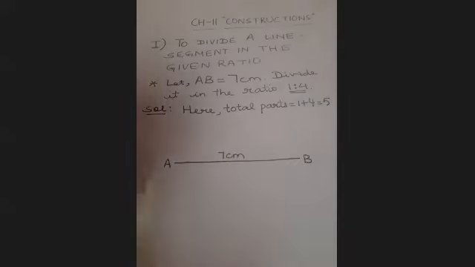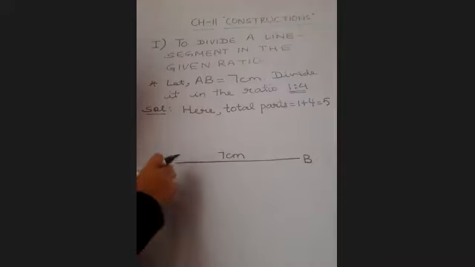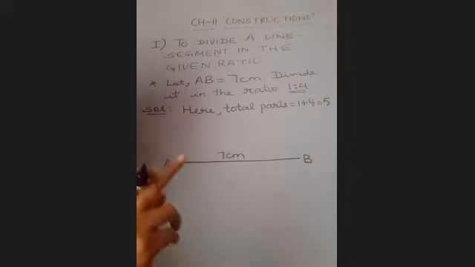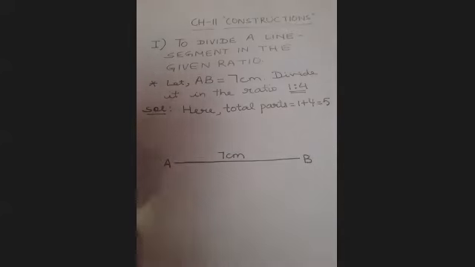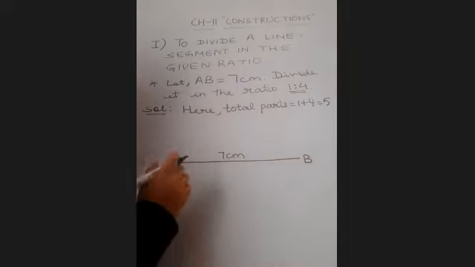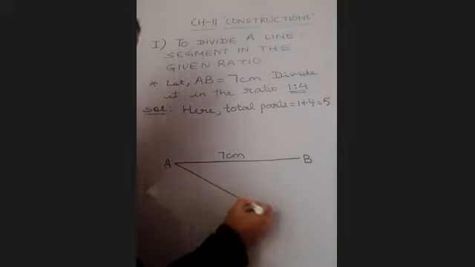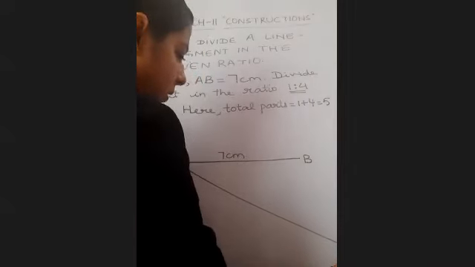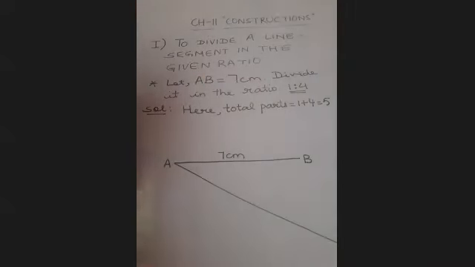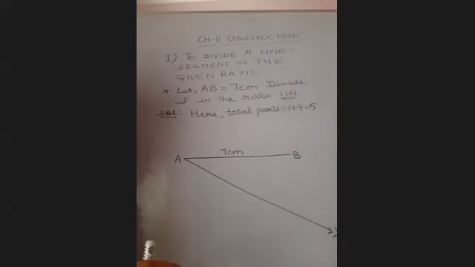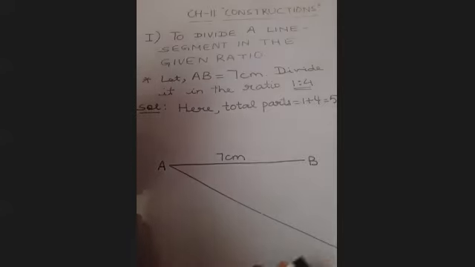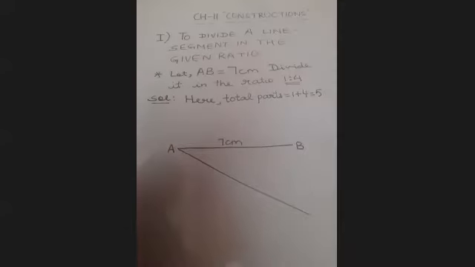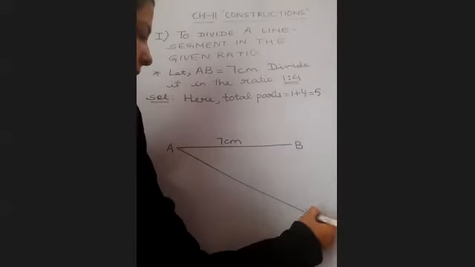Now, with the help of scale, draw a ray. Here, I'm saying ray. That means one fixed point, another can be extended as long as you want, which makes an acute angle. Any angle. Suppose I have drawn this ray AX. Since it's going out of the board, let me make it a little shorter here. So let us mark a ray AX. Okay?